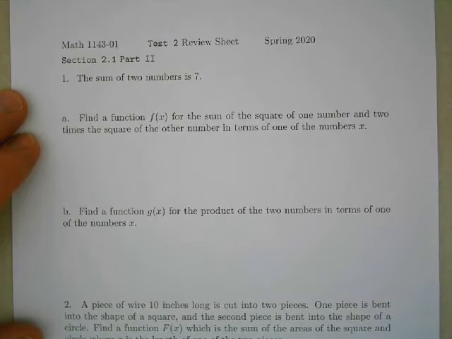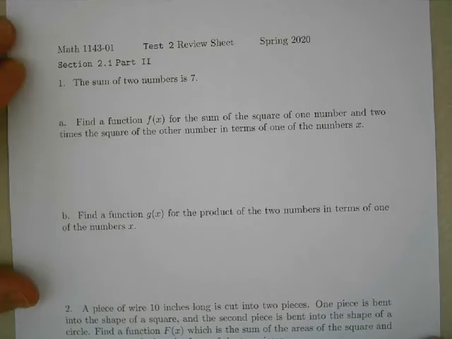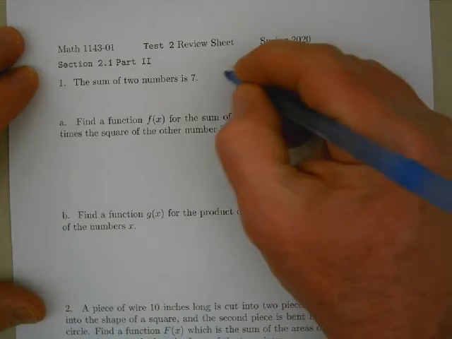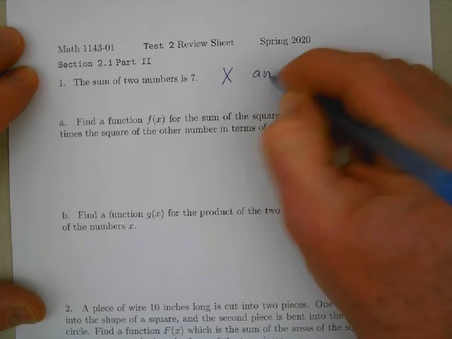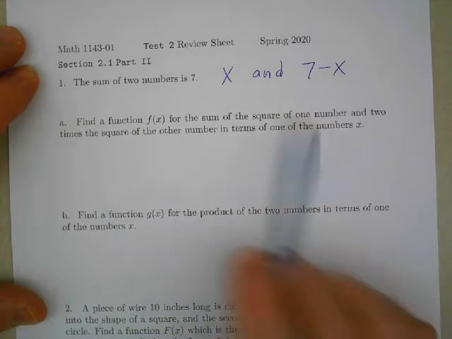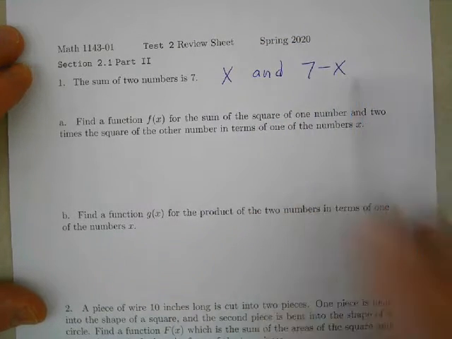Review sheet, section 2.1, part 2. Number 1, the sum of two numbers is 7. Let's pick x and 7 minus x. You can see that when you add those, you get 7.